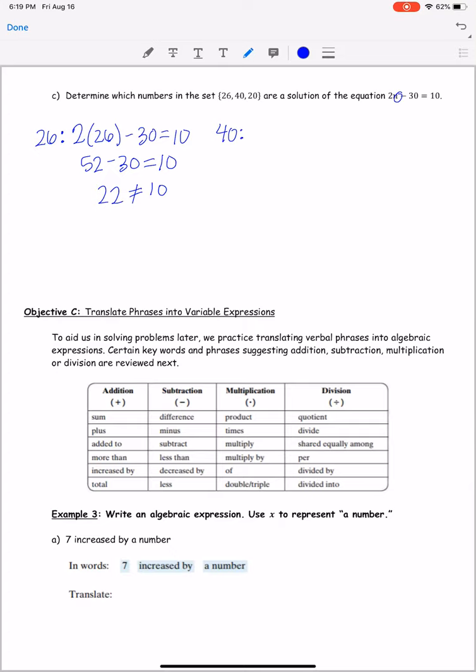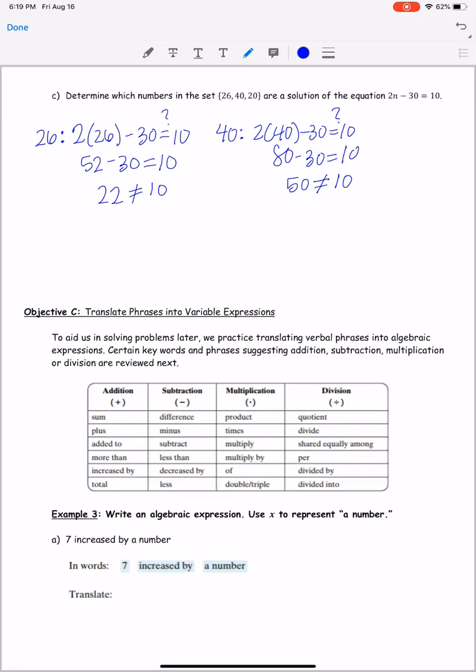Move on to the next one, 40. Now in place of this n, I'm placing in 40. So now I've got 2 times 40 minus 30. We want to know, does that equal 10? That's what we're looking at for that one too. So multiplication first, 2 times 40 is 80. Drop down your minus 30, your equals 10. 80 minus 30 is 50. And again, 50 does not equal 10, so that is not a solution either.